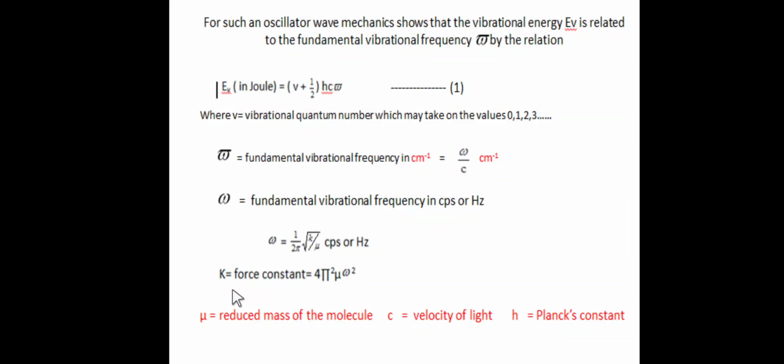So, here the k, that is the force constant, is equal to 4 pi square mu omega square. With the help of this expression it is possible to calculate the force constant for the particular molecule.